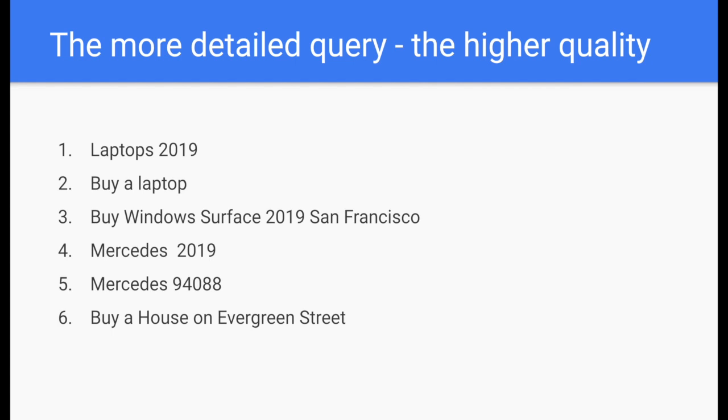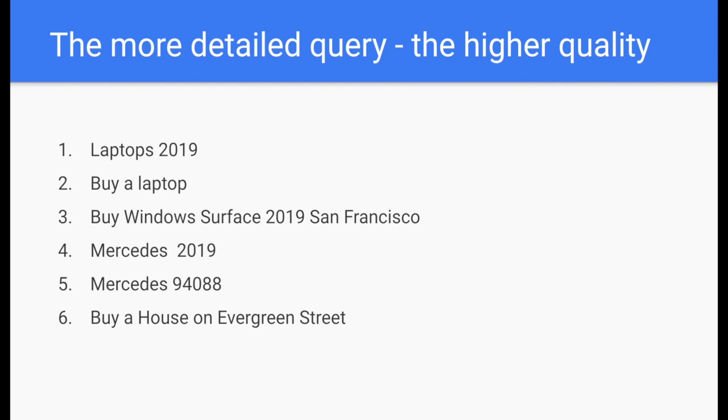The third example actually answers our question. A keyword like buy Windows Surface 2019 is already very concrete, but if the location is there, it's a 100% very hot keyword, and the person is going to buy it right here, right now. And if you're not there, if you're selling laptops, I mean, you're a loser in that case. Let's be honest.